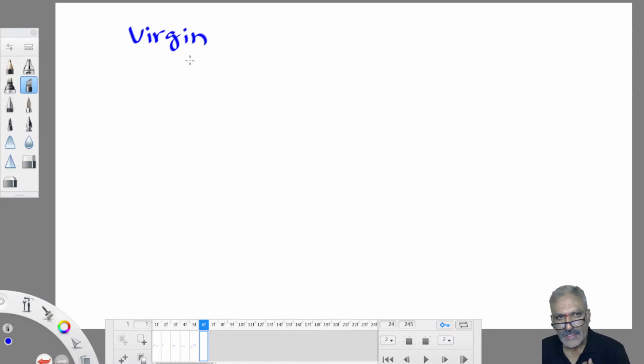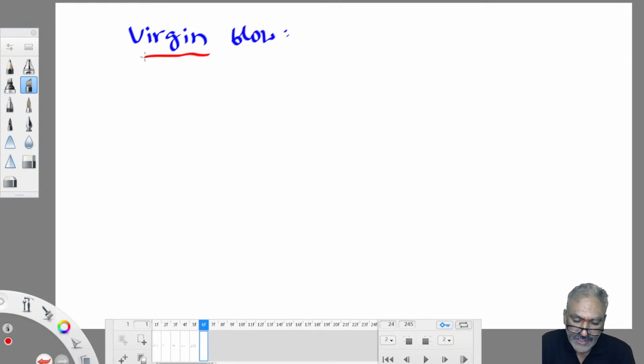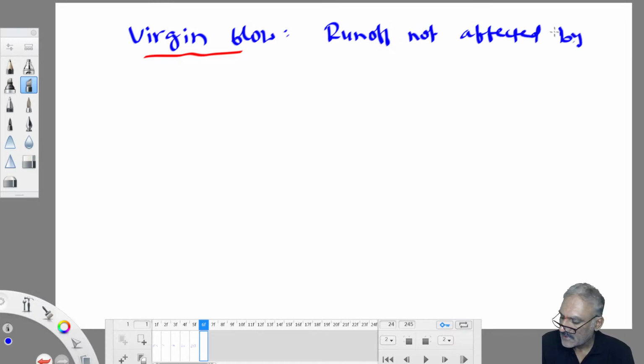So therefore, virgin flow is that portion of runoff which is not affected by the works of men in a catchment. That is, there is no check dam in the catchment, there is no building constructed in the catchment. A catchment freely draining water is called virgin flow. So virgin flow means runoff not affected by the works of men in a catchment.